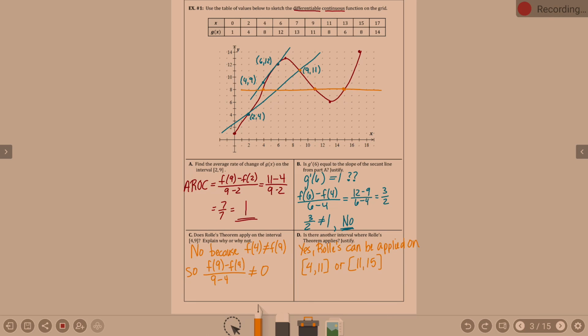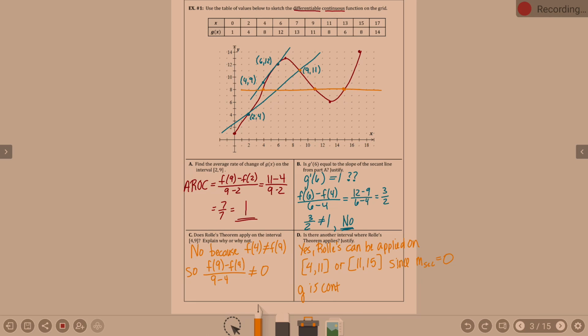Okay, now, why is this 4 to 11 and 11 to 15? And that is since the slope of the secant line would be 0. Okay, and then here's the other thing. Besides the fact that their endpoints have to be the same, or the slope of the secant line is 0, the graph has to be continuous and differentiable. Is my graph continuous and differentiable there? That would be something to also mention.